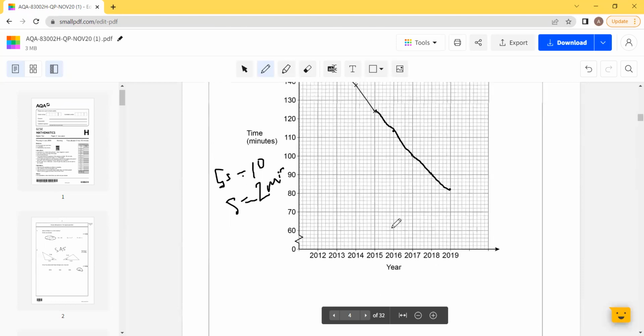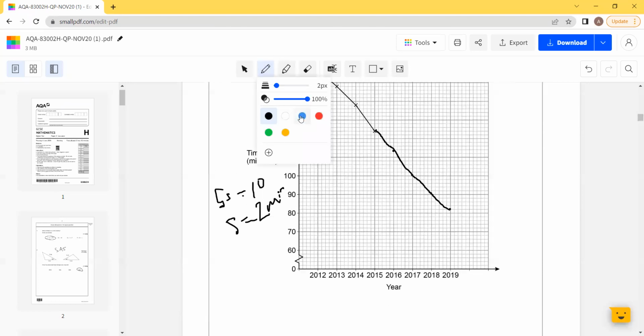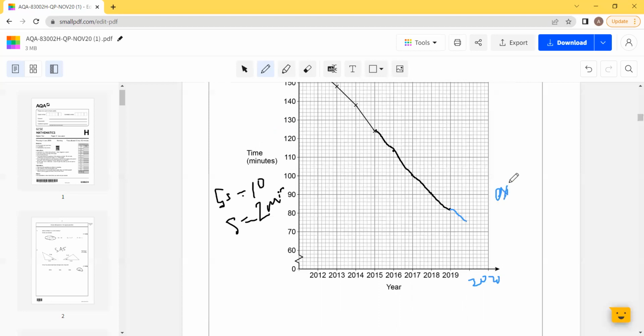5b, use the graph to estimate the average daily time per student in 2020. Okay, now we don't have data about 2020, so we're just going to extend this line to what we think 2020 would be at. So this is 2020, and this is called extending data, or even we can call it extrapolating.